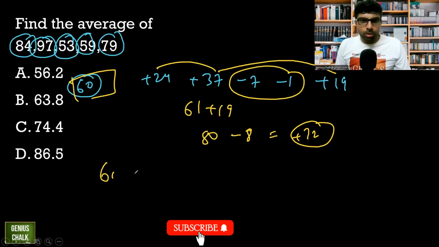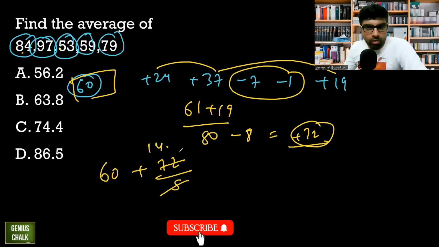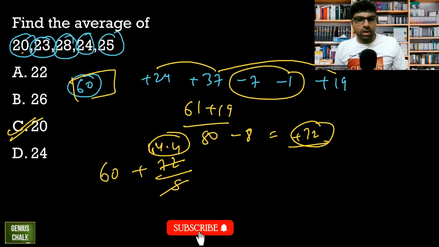So plus 72 is the impact. 60 was my assumed average. Plus 72 is the sum of the deviation. How many numbers? There are 5 numbers. So just solve. 5 ones are 5, 5 fours are 20, so 14.4. So it should be 74.4. That is option C. Next one, average of this.